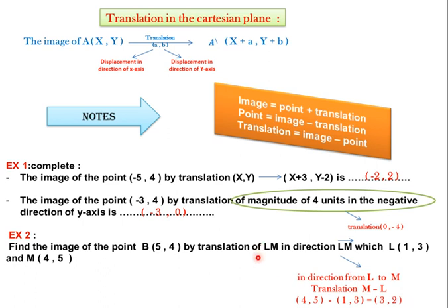Now we can get the image of B, which is (5, 4). To get the image, 5 plus 3 and 4 plus 2, so the image of B (5, 4) by translation (3, 2) equals (8, 6).